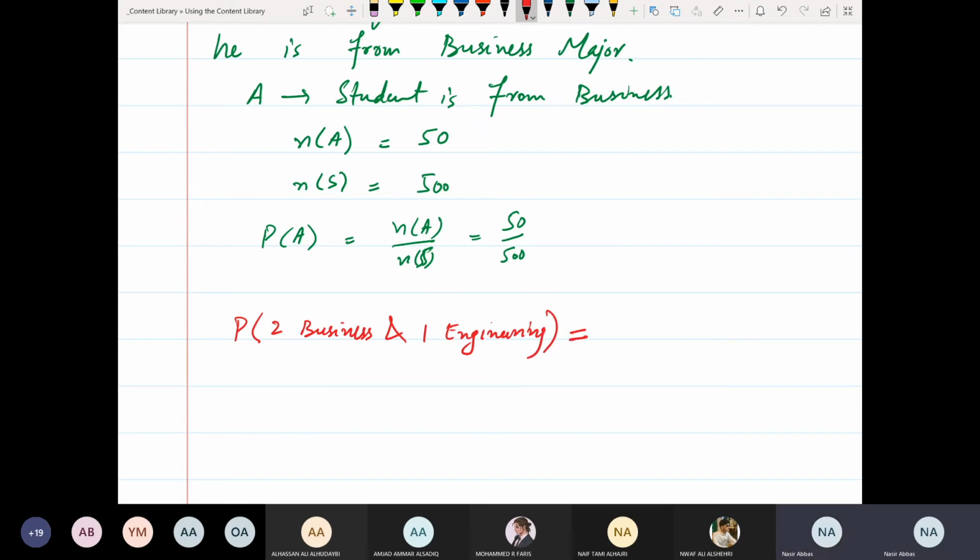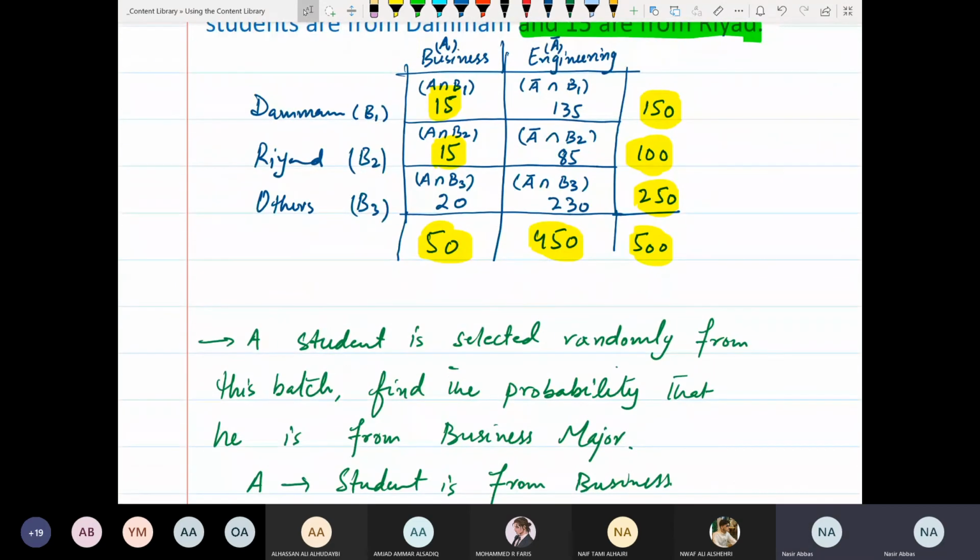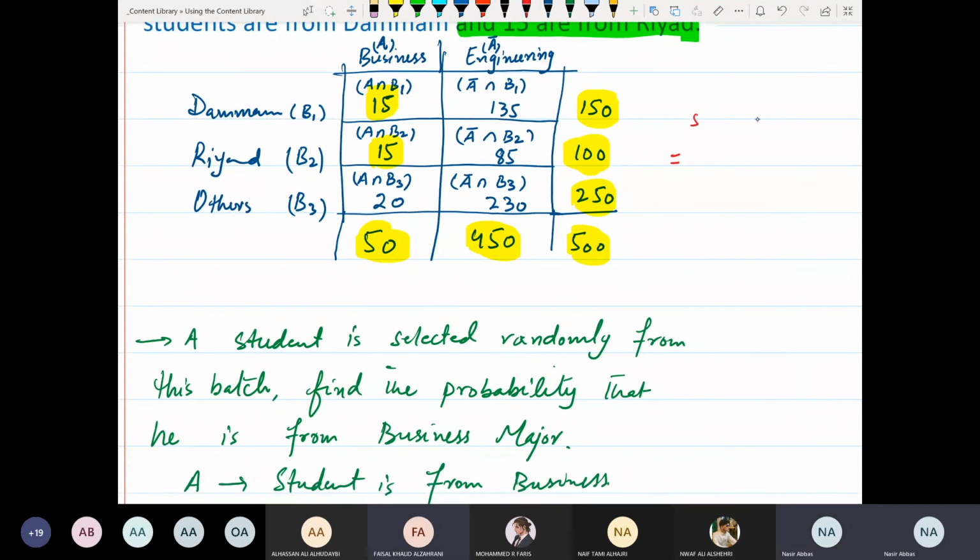I'm not going to go into defining the event, writing the notations, direct answer. Who can give me the answer? Faisal. Yes, is it 50 combination 2, times 450 combination 1, over 500 combination 3? Absolutely right.